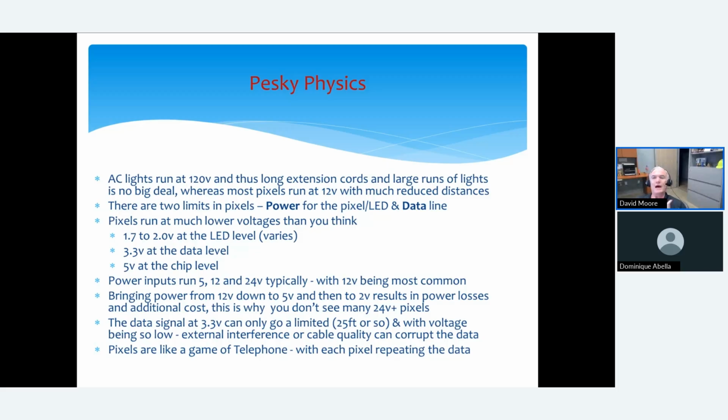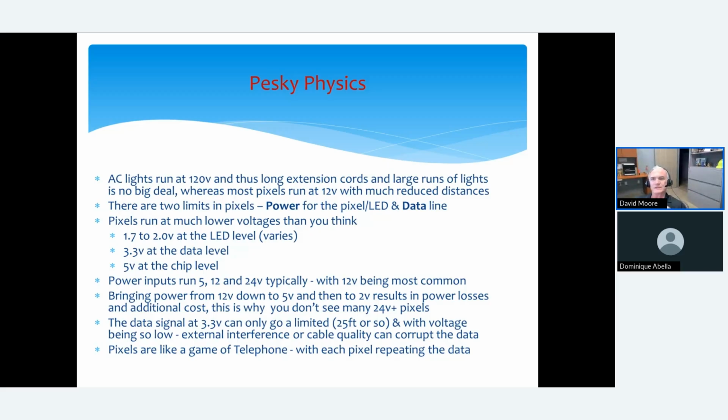So there can be a lot of factors that come into the data signal being corrupted. Essentially, once you go past 25 feet, if you really want it to work, guaranteed, you really need long range. We'll talk about some exceptions because I know some of y'all are out there yelling, no pixels. All right, so how pixels work is a game of telephone.